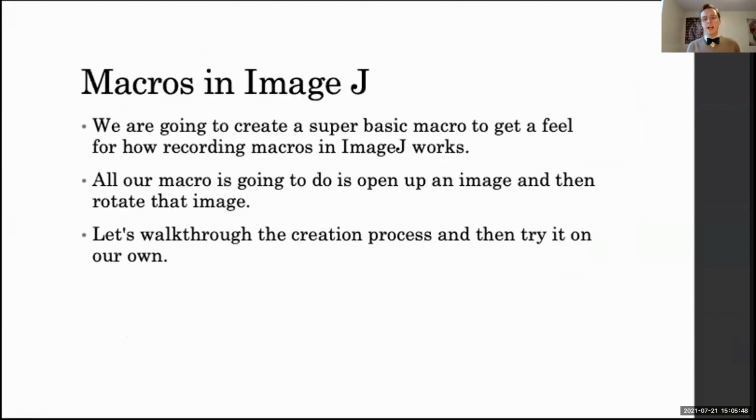All right, so now that we know what a macro is, we are going to create a super basic macro in ImageJ just to get a feel for how recording macros works in ImageJ/Fiji. All this macro is going to do is take an image and rotate it 90 degrees to the right. You are going to watch me create this macro first, and then I'm going to give you a few minutes to try to recreate the macro yourselves. So I'm going to head over to my desktop now.